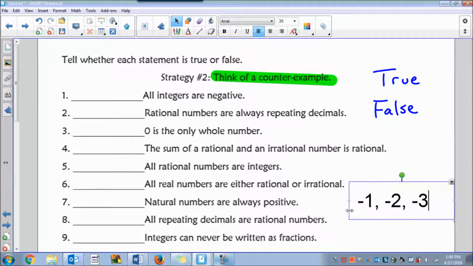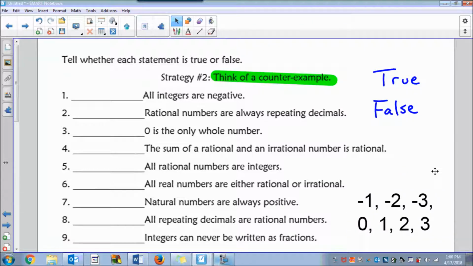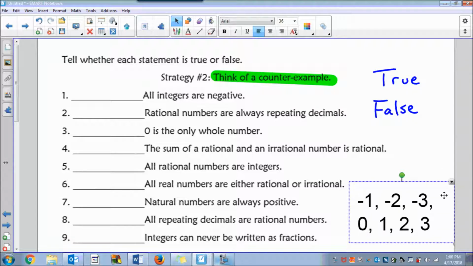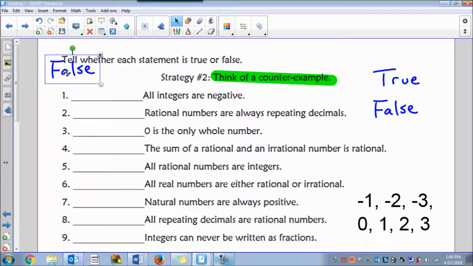But I have to remember, again, kind of using the diagram, everything that's in the whole numbers group, 0, 1, 2, 3, those are also integers. Anything in a smaller group is also a part of the integers. So these are the integers. There's obviously more, but this is saying that all of them are negative. That's definitely false. We have some positive numbers in there.